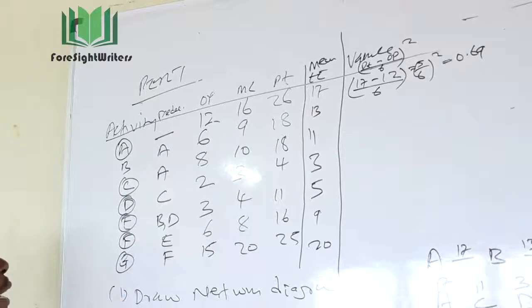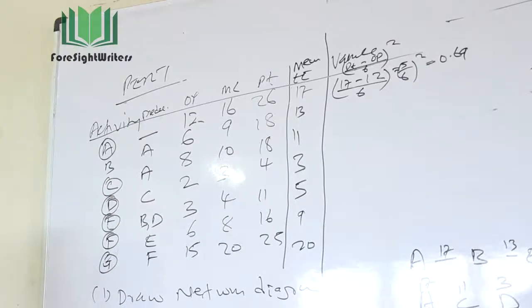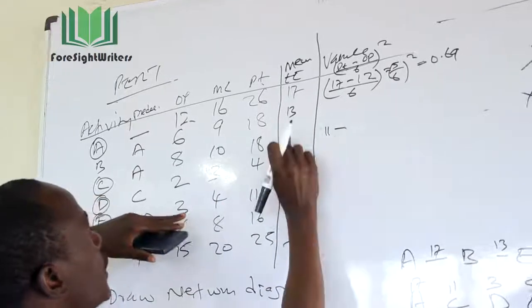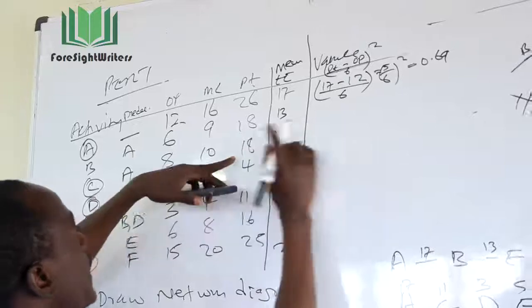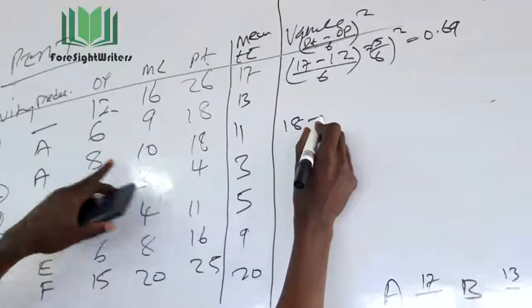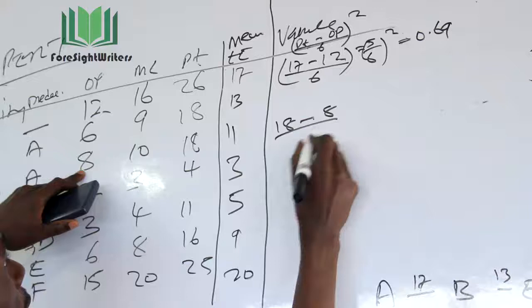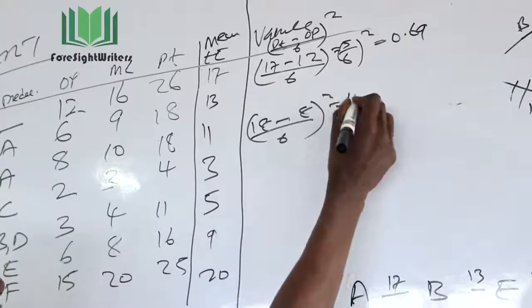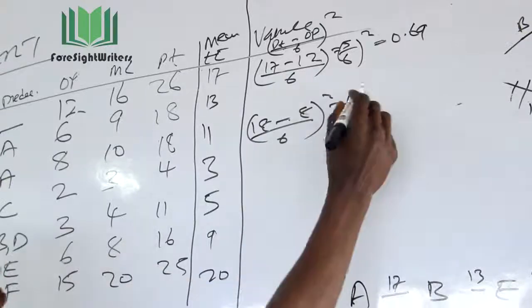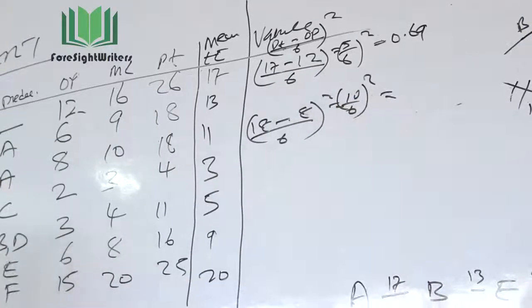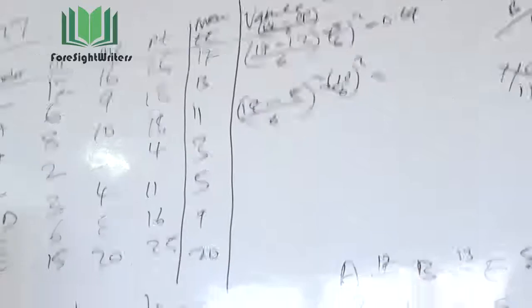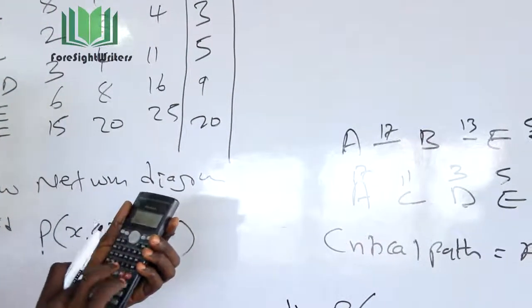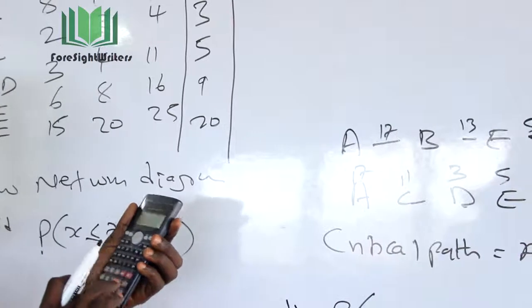So I come back here and get 18, the pessimistic time, minus 8, which is optimistic, divided by 6, squared. So this is 18 minus 8, which is 10, divided by 6, squared. If you square that, it's 10 divided by 6, which is 1.6666, times itself. So I will get 2.77. So this is 2.77.